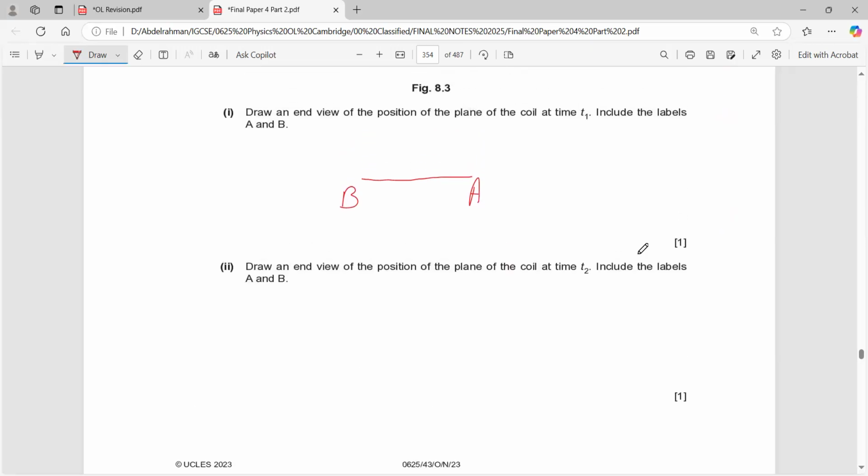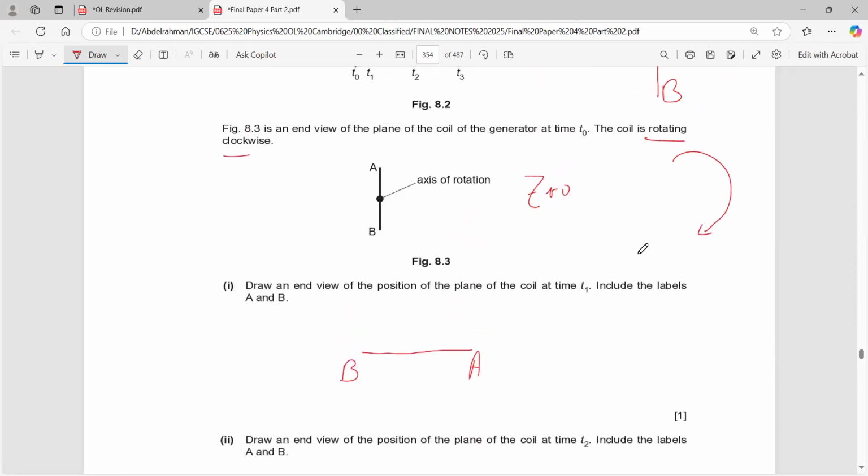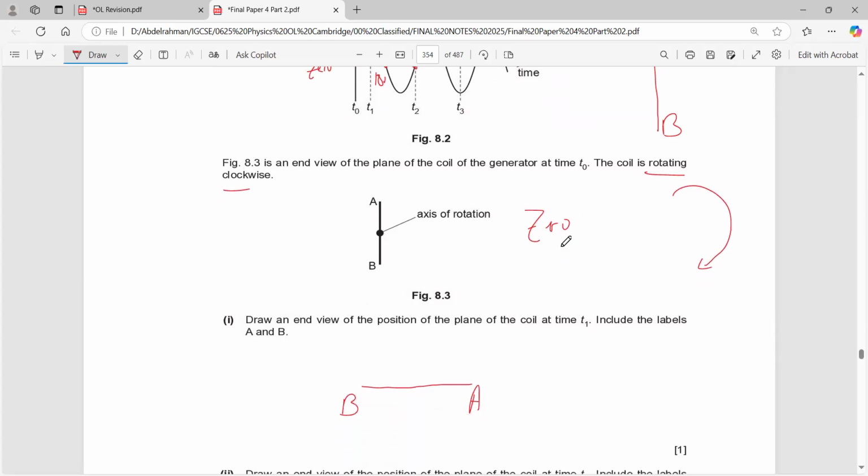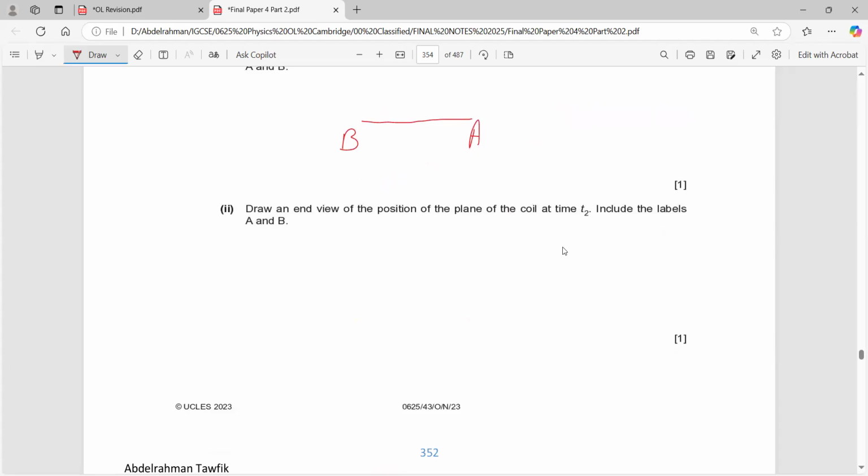Draw an end view of the position of the plane of the coil at time T2. At time T2, has it completed a full rotation or not yet? Yes, it has completed a full rotation. So at this point, it would go back to A being towards the top and B being towards the bottom.